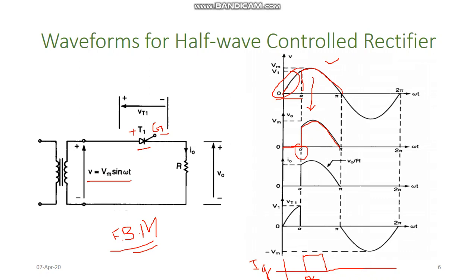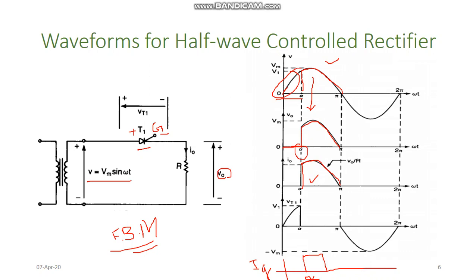And the output waveform across this resistor is also similar to that of the output voltage obtained. Since the output load is a resistor, the current at the output will follow the waveform of the output voltage.